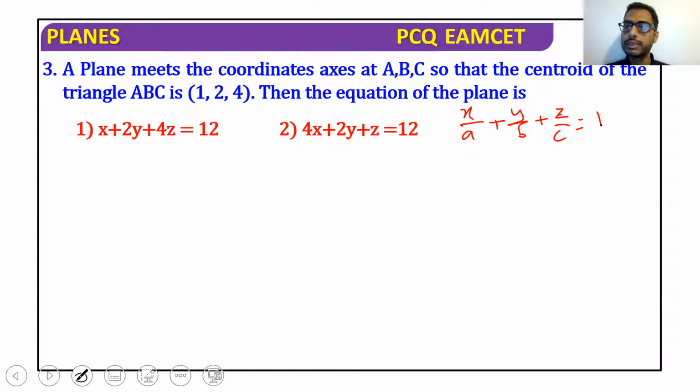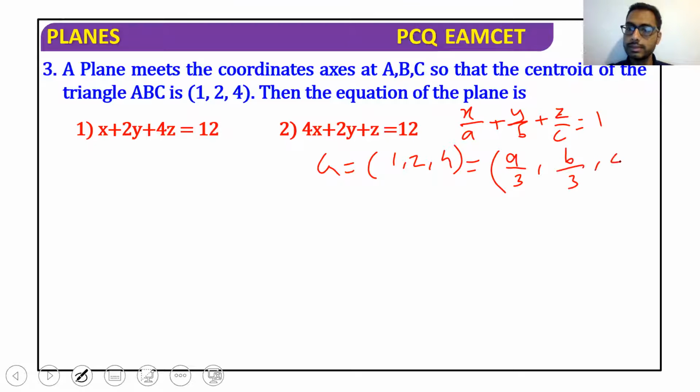Also something is given to us. Centroid G of a triangle is equal to 1, 2, 4. If my plane is meeting at vertices ABC, then I can say the coordinates are going to be A, 0, 0; 0, B, 0; and 0, 0, C. Therefore, using my centroid formula, I can say centroid of triangle is equal to A by 3, B by 3 and C by 3.